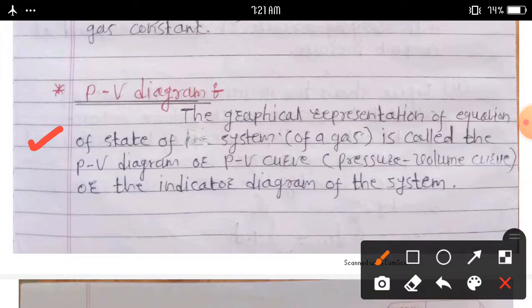the next point, PV diagram. The graphical representation of an equation of state of a system or gas is called the PV diagram or PV curve, or a pressure-volume curve, or the indicator diagram of a system.